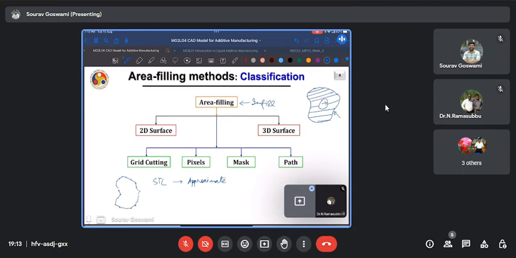And for area filling, that is filling up the bulk or the interior in each layer, it can be of two types. We could be aiming to fill a 2D surface or a 3D surface. Some of the most commonly used strategies are grid cutting, pixel mask, and path.